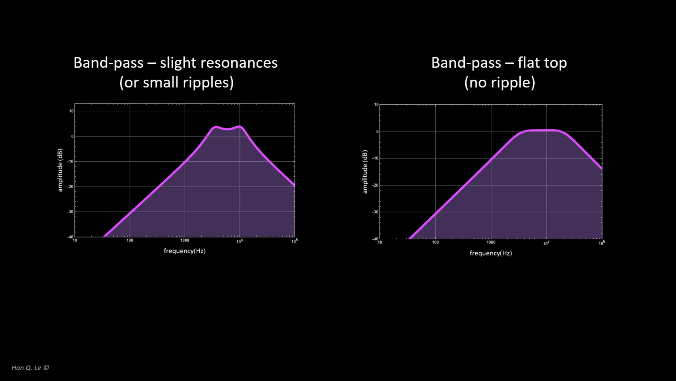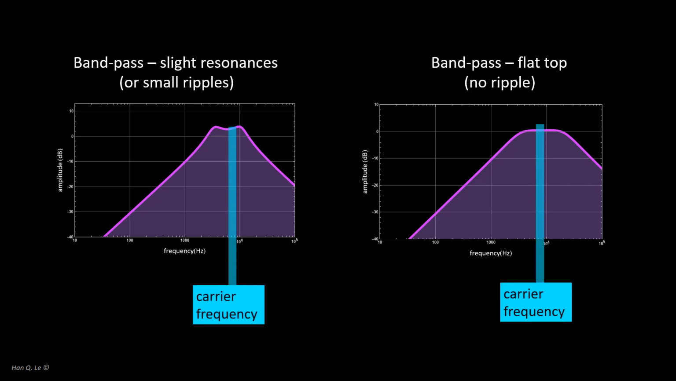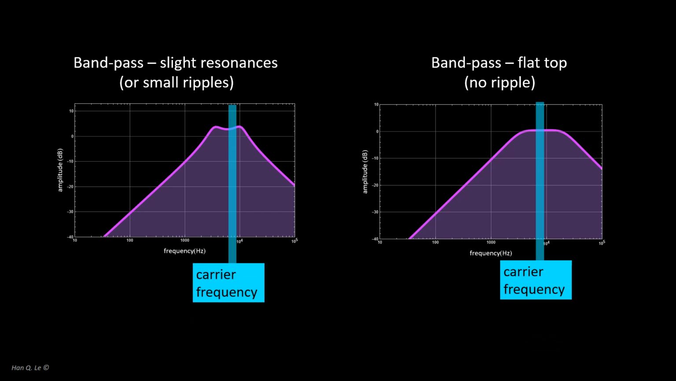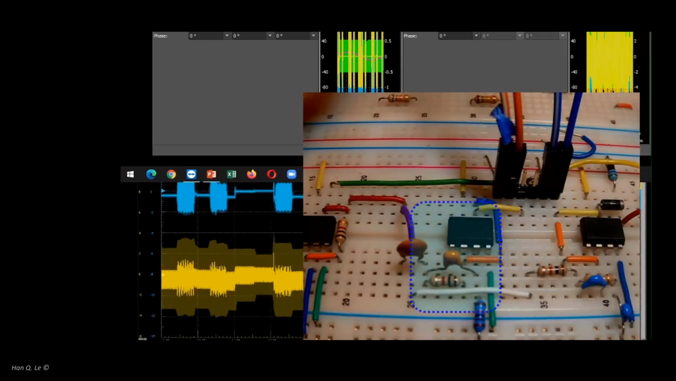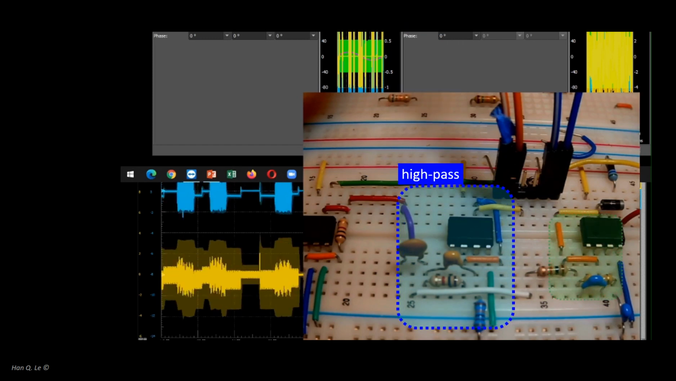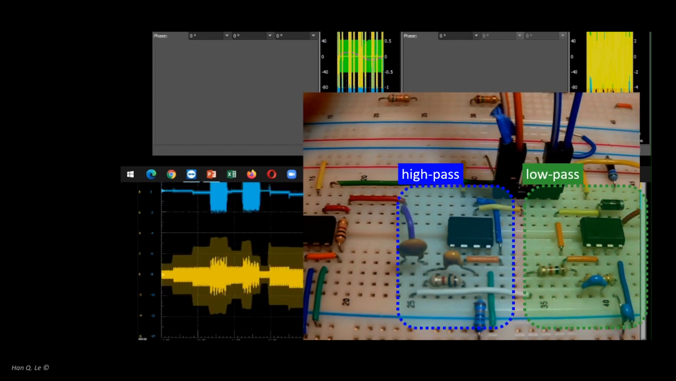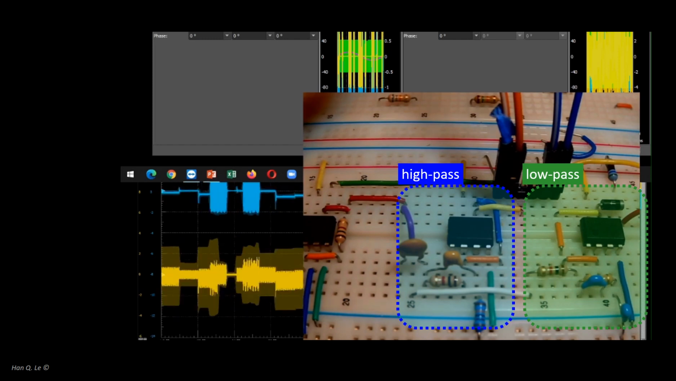Regardless of the detailed shape of a band pass filter, its main function is to pass through the desired data channel that has the carrier frequency in the pass band in the middle, and attenuate both noises and interferences outside the pass band. In the following, both high-pass and low-pass filters, which are the circuits in the middle and on the right, will be connected together to make a bandpass filter.